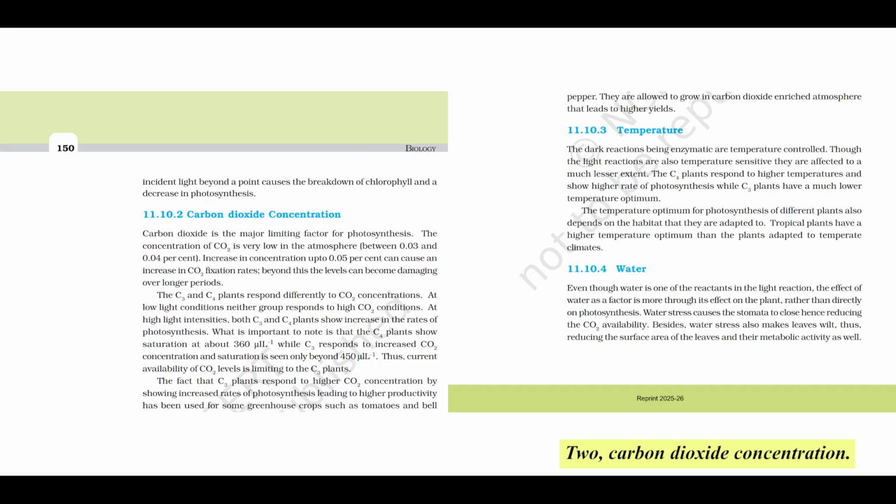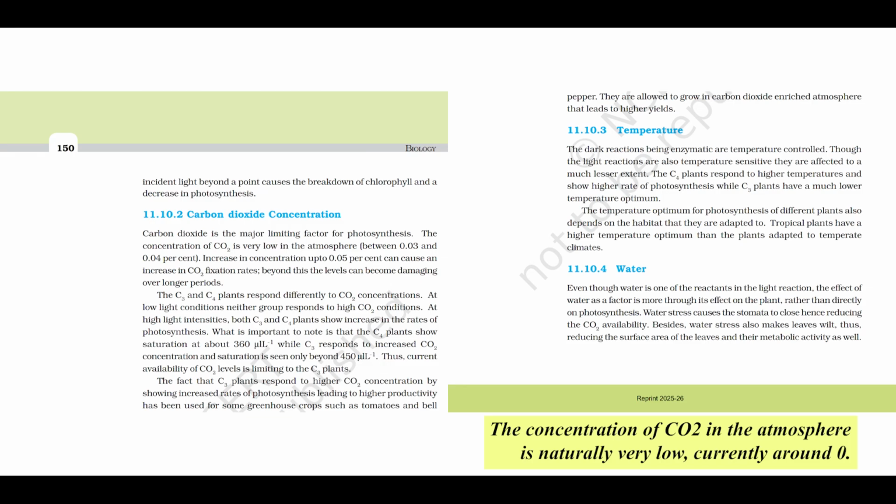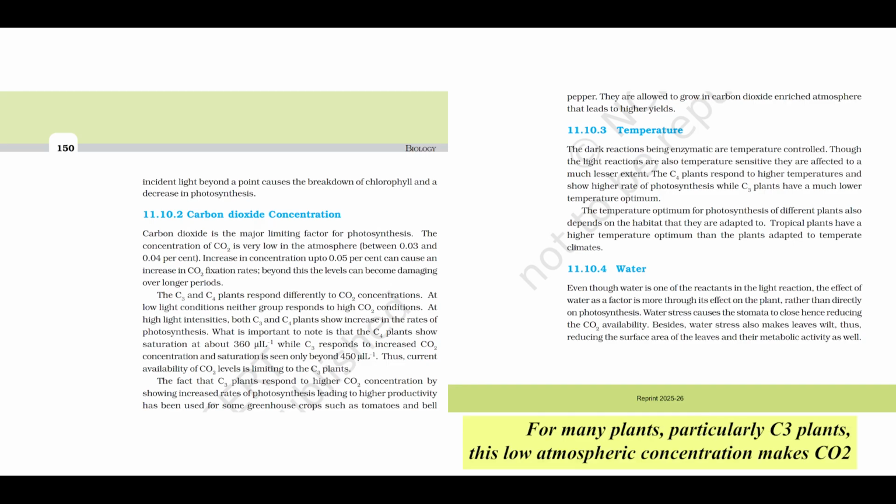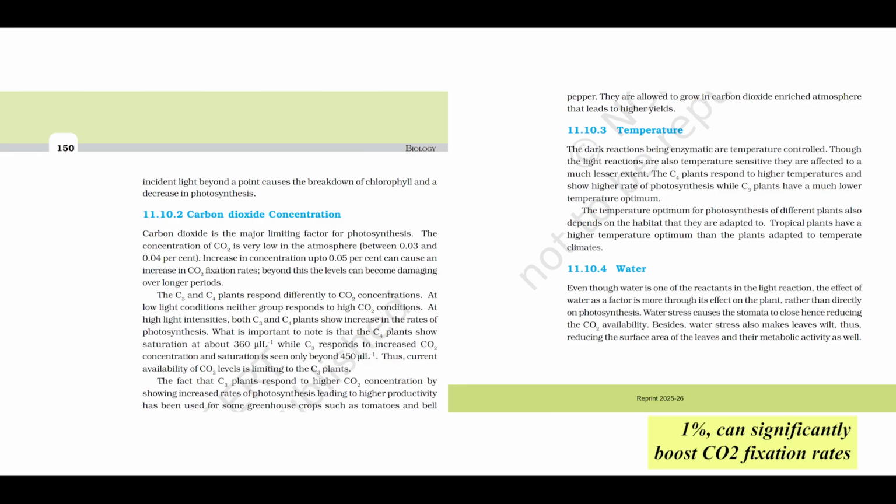2. Carbon dioxide concentration. This is a major one, especially in the context of agriculture and climate change. The concentration of CO2 in the atmosphere is naturally very low, currently around 0.04%, or 420 parts per million. For many plants, particularly C3 plants, this low atmospheric concentration makes CO2 often the major limiting factor for photosynthesis under normal daylight conditions. An increase in CO2 concentration, say up to about 0.05 or 0.1%, can significantly boost CO2 fixation rates in plant growth, especially for C3 plants. However, very high concentrations, sustained over long periods, can sometimes have negative effects.